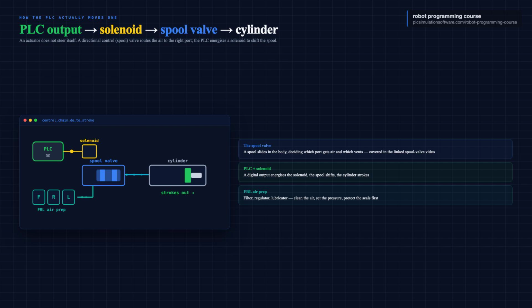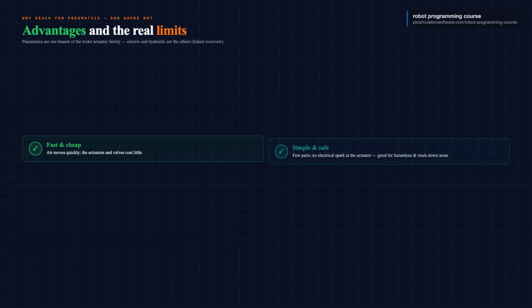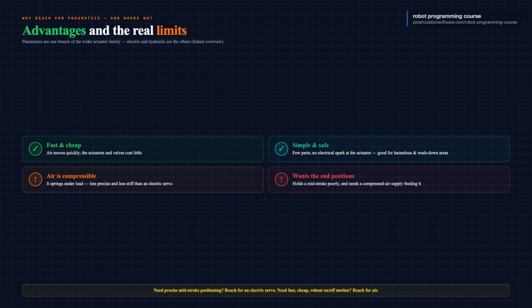So why reach for pneumatics at all? For good reasons. They are fast. Air moves quickly. They are cheap. The actuators and valves cost little. They are simple, fewer parts to fail. And they are safe in hazardous or washdown areas because there is no electrical spark at the actuator itself.